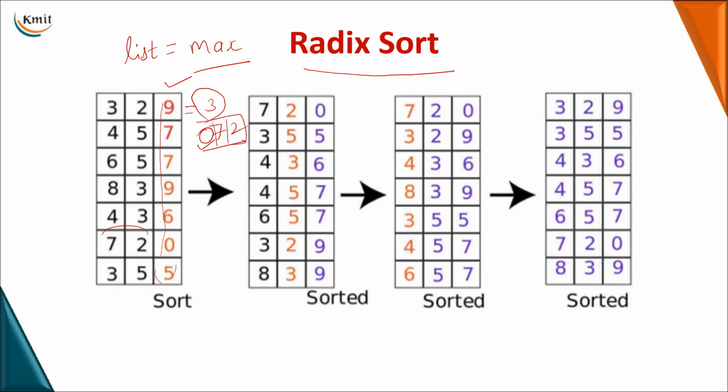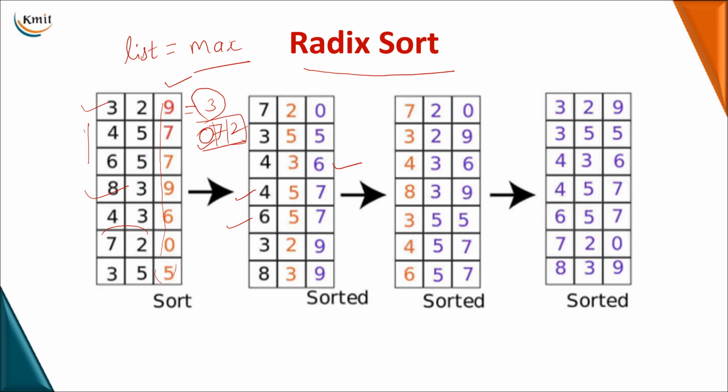Arranging them in order in the sense that first you write the element 0, so I will write the 720 value. Next, the next digit here is 5, so you write the element 5. So it is 355. The next value is 6, so it is 436. The next value is 7, and you have two values of 7 here. Whichever order they already have in the list, you put them in the same order. So 457 comes first, and then you have 657, and the next value is 9, so 329 first, and then 839. So you have sorted them based on the least significant digit.